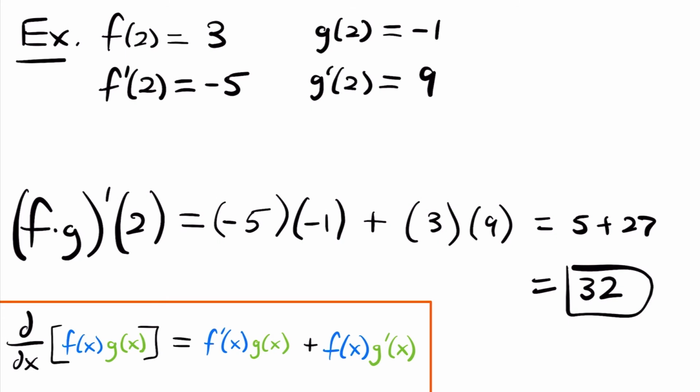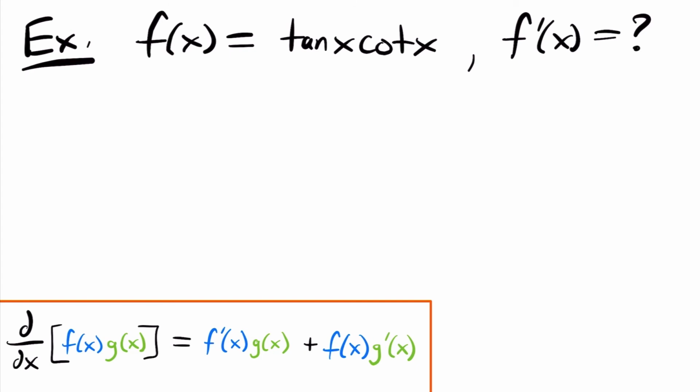And so this looked a little confusing at first, but really it's just another application of our product rule in a different scenario that you might come across on a homework problem or test problem. All right, so for our next derivative, we're going to be looking at the function tangent x times cotangent x, and again, we want to know that derivative.